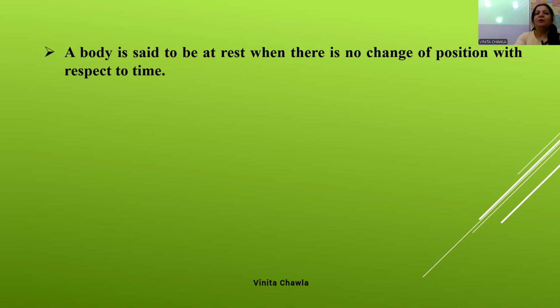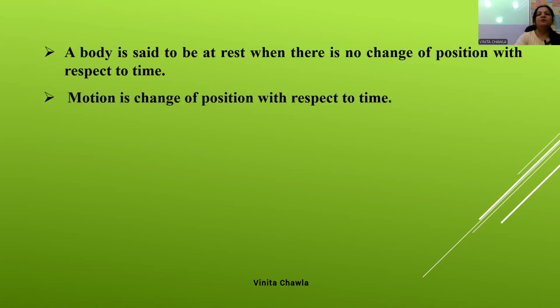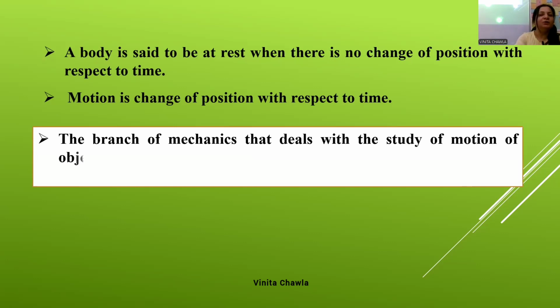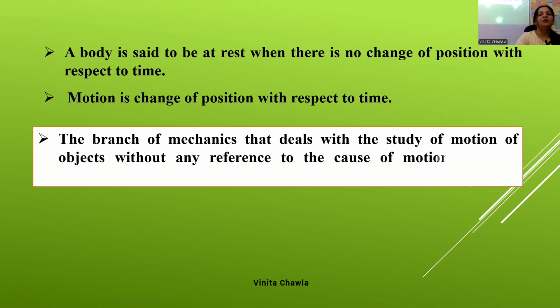So a body is said to be at rest when there is no change in position with respect to time. And on the other hand, if there is a change in position with respect to time, then the body is said to be in motion. So the branch of mechanics that deals with the study of motion of objects without any reference to the cause of motion is called kinematics.